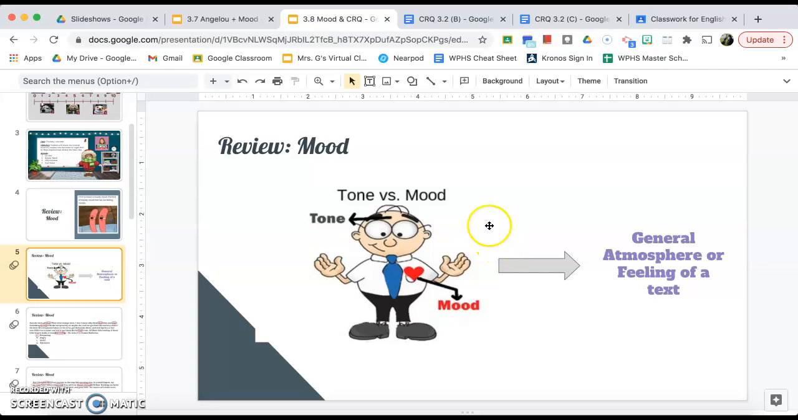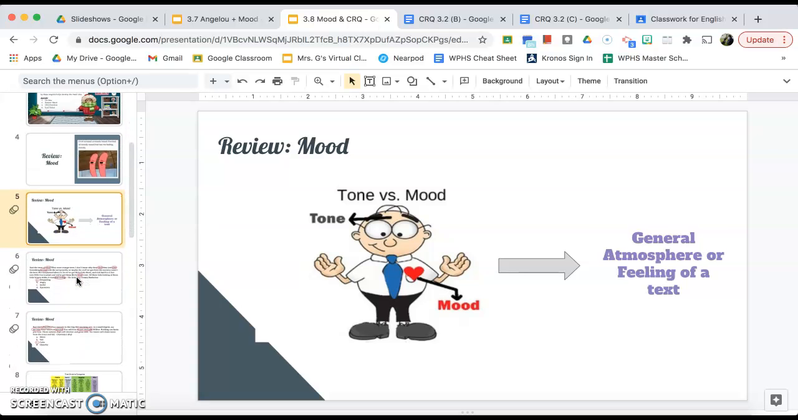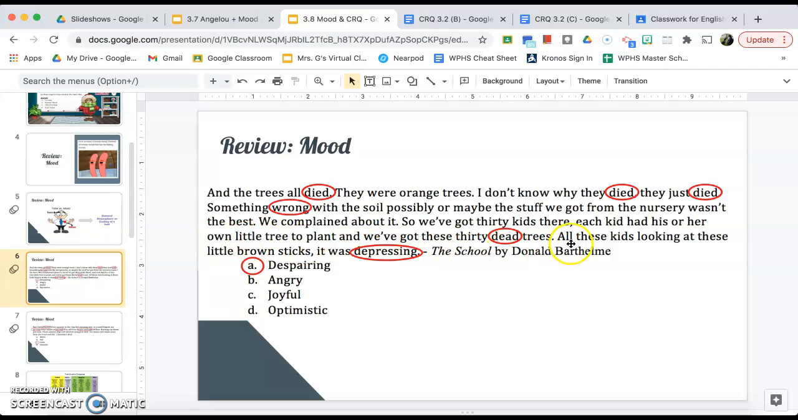However, you will often hear these two terms both used to describe the general atmosphere or feeling of a text. What kind of vibe, what kind of feeling does the text give off to the reader? That's what we're looking for when we discuss mood. We also looked at some example passages, and we tried to pick the best word to describe the mood of the passage by looking at charged words in the passage. Charged words just mean those words in the passage that really point us to know if this is a positive or a negative mood.